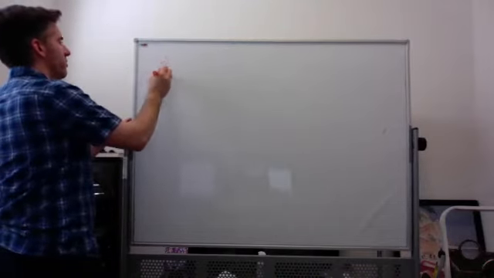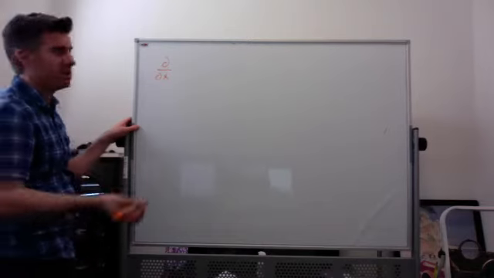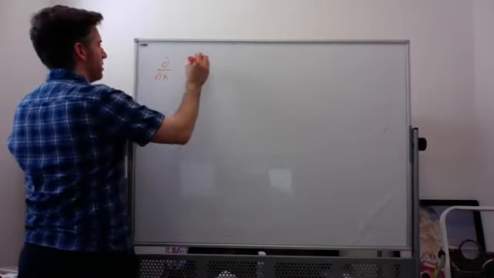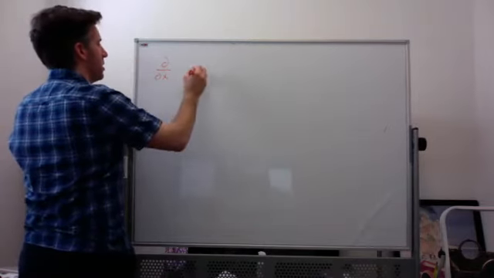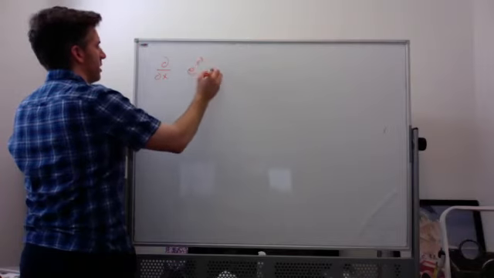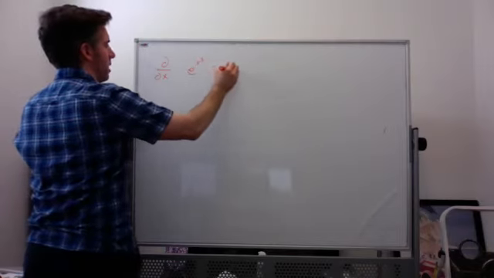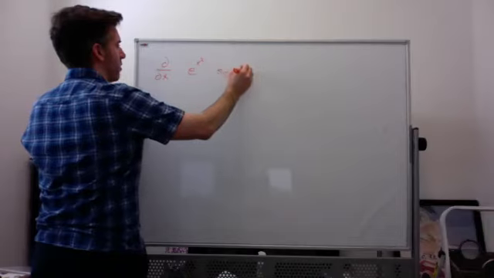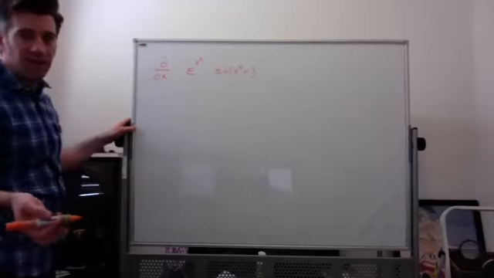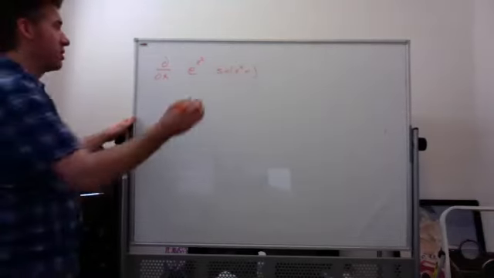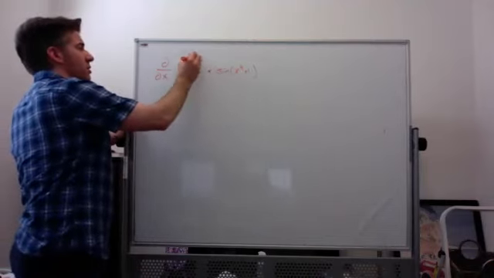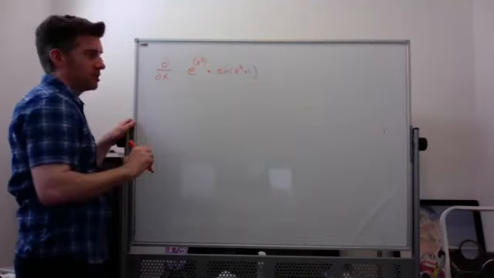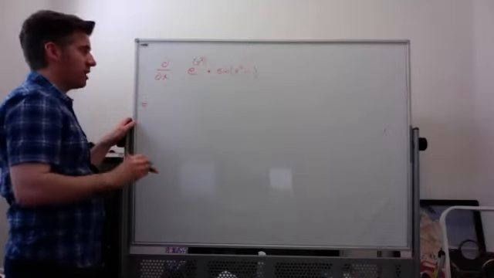Let's say I want to do the derivative of, and this one's going to look kind of gross, e to the x squared times sine of x to the fourth plus 1. So this is kind of a gross derivative because not only is there a product rule, there's also the chain rule for each of these pieces. That's okay, we can handle it.